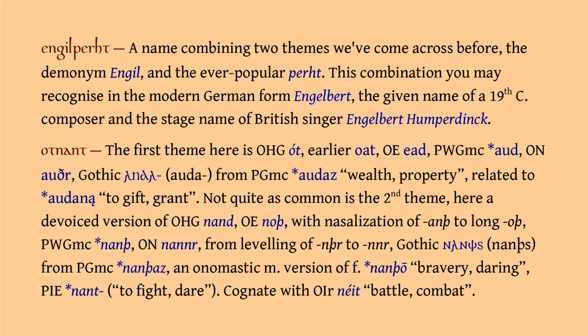Ortnat. The first theme here is Old High German Ort, earlier Ort, Old English Ad, Proto-West Germanic Aud, Old Norse Author, Gothic Auda, from Proto-Germanic Audas, wealth, property, related to Autana, to gift, grant. Not quite as common is the second theme, here a devoiced version of Old High German Nand, Old English North, with nasalization of anth to long oath, Proto-West Germanic Nanth, Old Norse Nanr, from leavening of enthr to nr, Gothic Nanths, from Proto-Germanic Nantas, an onomastic masculine version of feminine Nantho, bravery, daring, Proto-Indo-European Nant, to fight, dare, cognate with Old Irish net, battle, combat.